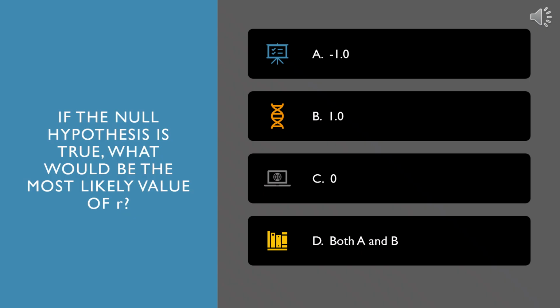If R is 1.0, that is a perfect positive relationship. If it's negative 1.0, that's a perfect negative relationship. That's incredibly strong, the strongest possible relationship you can have, and almost certainly that would lead you to reject the null and conclude that there is a significant relationship between the two variables. So the answer for this is C, 0.